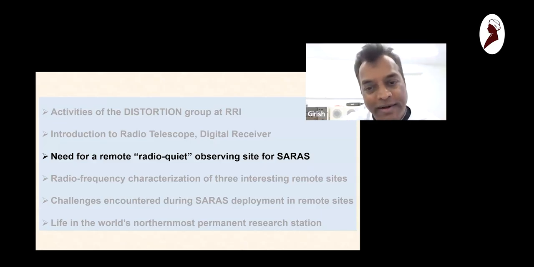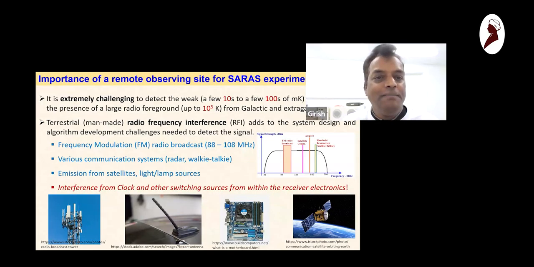So we want to avoid that, because it is already extremely challenging to detect a weak signal, which is tens to hundreds of millikelvin, the EoR signal. And in the presence of already large foreground, Saurabh referred to this, you require 1 part in 10 to the power 6 dynamic range. In addition to this, if you have terrestrial man-made radio frequency interference, which can be more than this 10 to the power 5, then it becomes very difficult to operate.